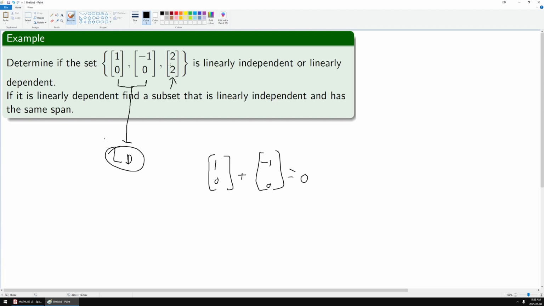Now, I can't throw away the third vector, because if I do, I'm losing information about the second coordinate. But I can throw away either this one or this one. And if I do that, I'm going to maintain linear independence because the second component would require its coefficient to be 0. And since these only have one term, it requires the first coefficient to be 0. So there are two correct answers: 1, 0, 2, 2, or minus 1, 0, 2, 2.